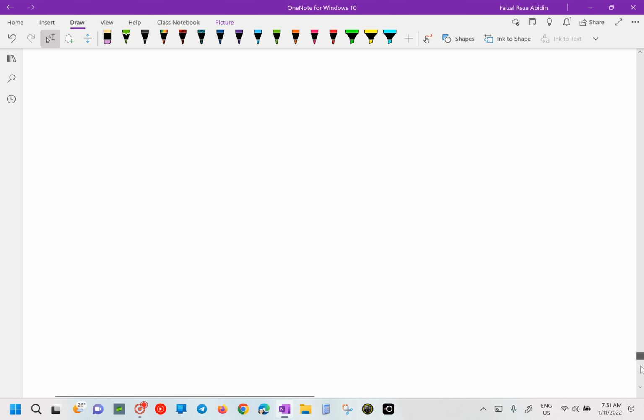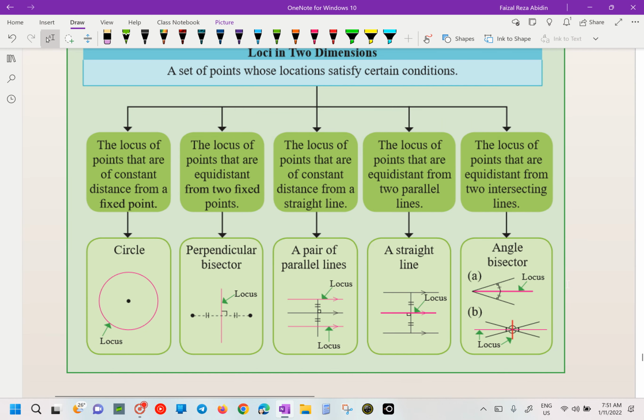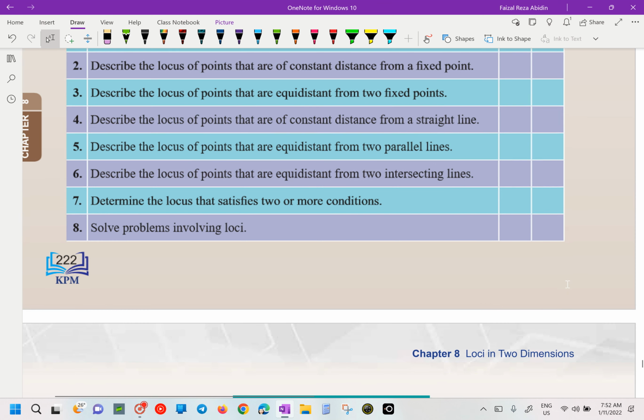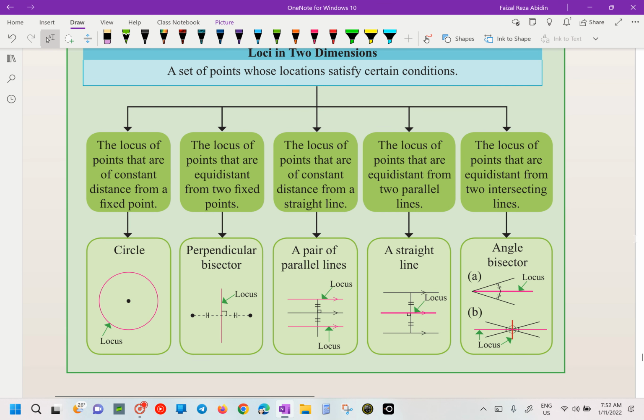Actually, this one. Before I proceed, please look over here, on page 222. We are going to have the first one here: a locus of 1 point. You are going to get the locus here is the shape of a circle. When we have 2 points here, the locus is going to be the perpendicular bisector.